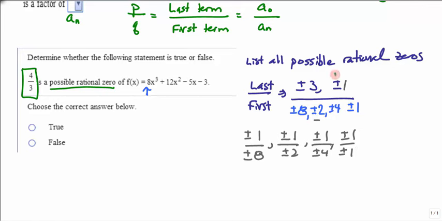Now the rest of this will come from the plus or minus 3 that's in the numerator. Plus or minus 3 over plus or minus 8, plus or minus 3 over plus or minus 2, plus or minus 3 over plus or minus 4, and then my last one, plus or minus 3 over plus or minus 1. Now I have to reduce these. 1/8 is already reduced, 1/2, 1/4. Now this plus or minus 1 over plus or minus 1 is actually just plus or minus 1. 3/8 is reduced, 3/2, 3/4, and 3 over 1.